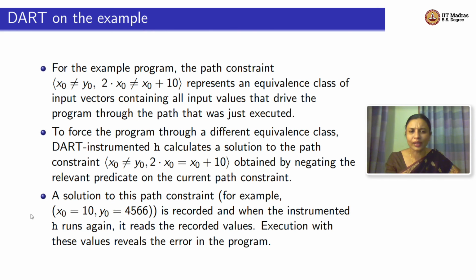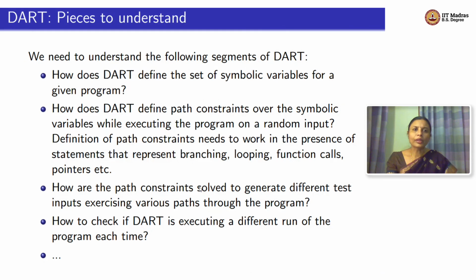So this is what Dart does. I think I've shown this several times. Dart basically calculates alternate path constraints and gives them to a constraint solver. Finally, very soon it hits a value that reaches the error in the program. So I'll stop here for now. In the next class, this is the one that we are trying to understand. I'll run through the same slide deck. I won't begin a new slide deck.